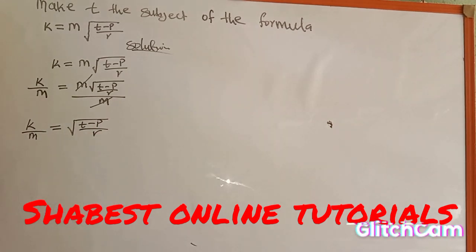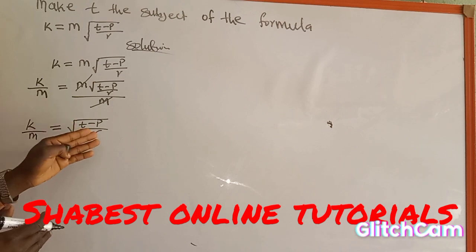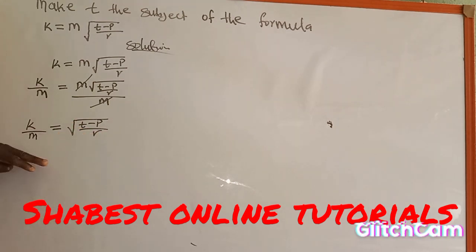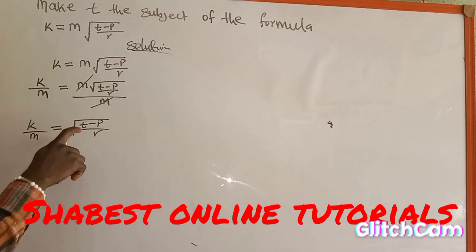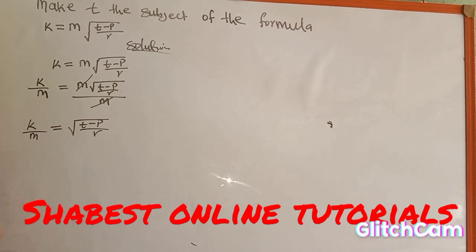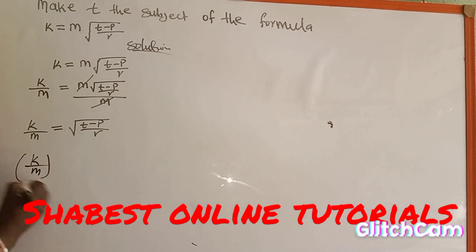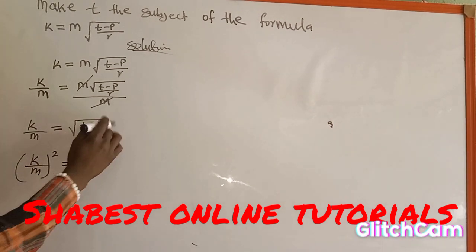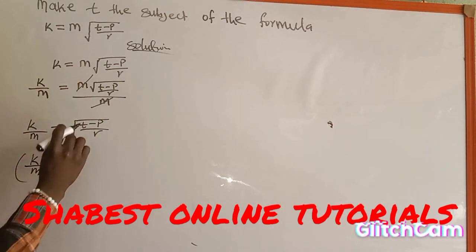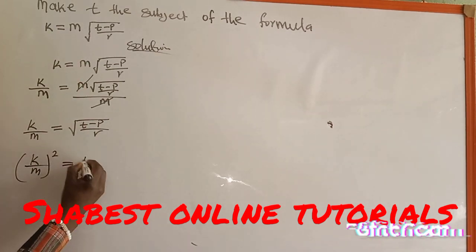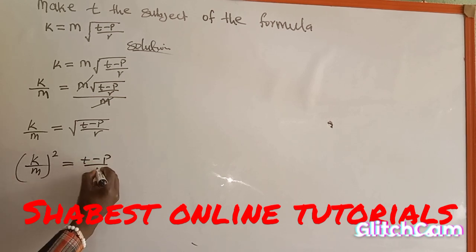From here now, the left hand side is k over m and the right hand side is the square root of (t minus p) over r. So we are going to square both sides to eliminate this square root, because we are asked to make t the subject of the formula. By squaring both sides, I am going to have (k over m) squared equal to, if you square this, it will cancel the square root. So what we are left with here is (t minus p) over r.